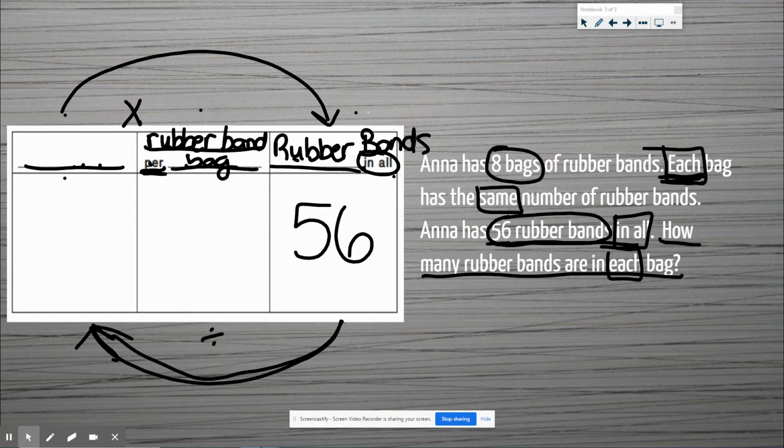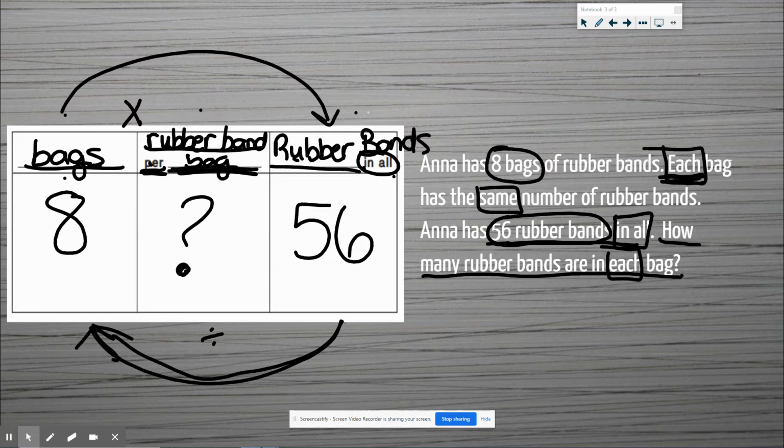And then I'm going to take this bag right here, and that's going to be over here. So we're going to know the number of bags. We're going to know the number of rubber bands per bag, and then we'll be able to know the number of rubber bands in all. So looking at my number story, Anna has 8 bags of rubber bands. So my bags, I'm going to put in 8. And my question is, how many rubber bands are in each bag? So I would have a question mark here.